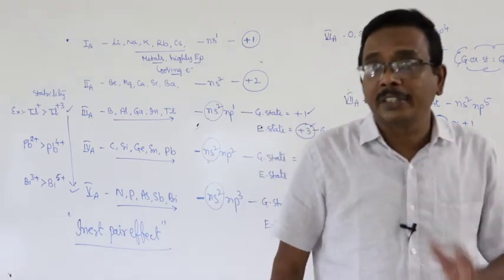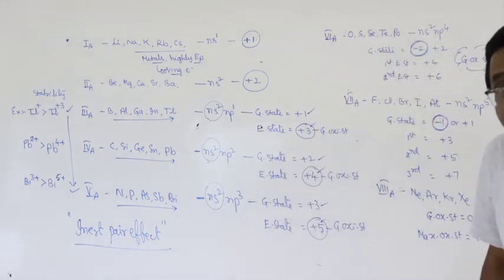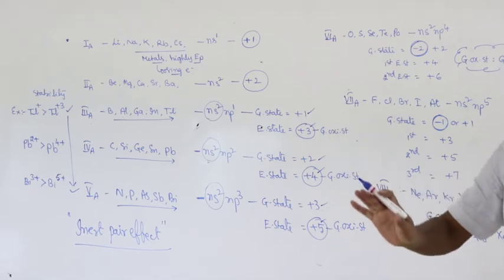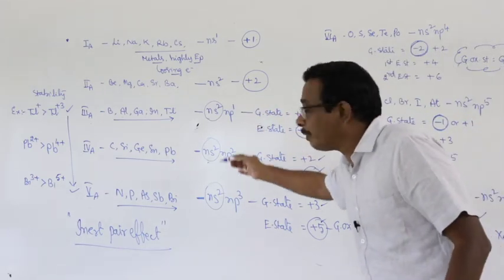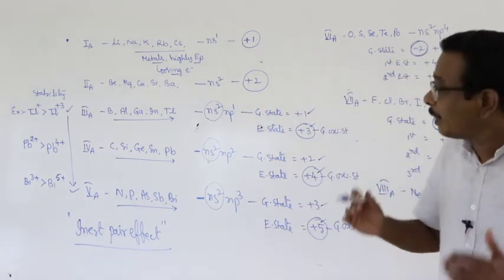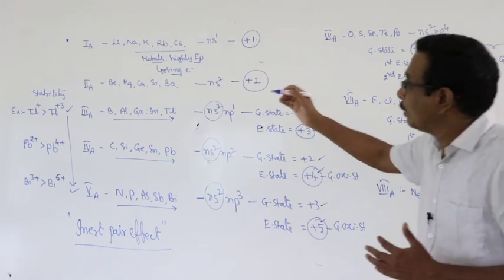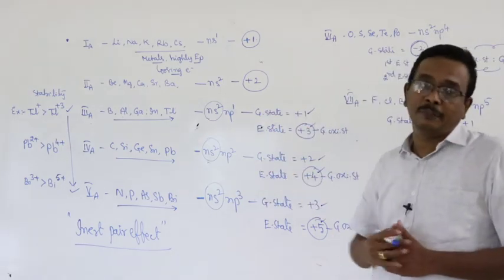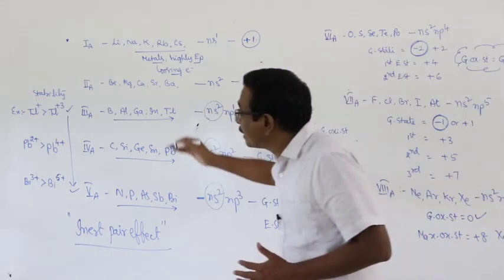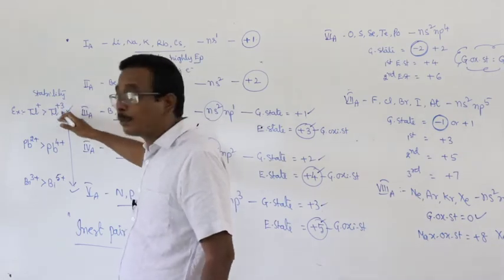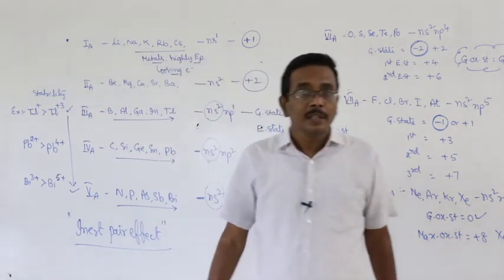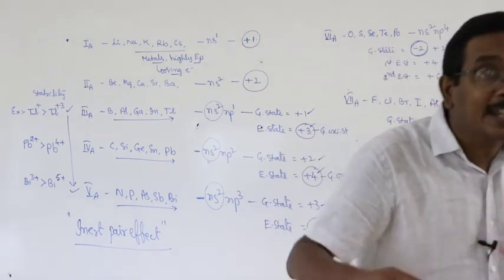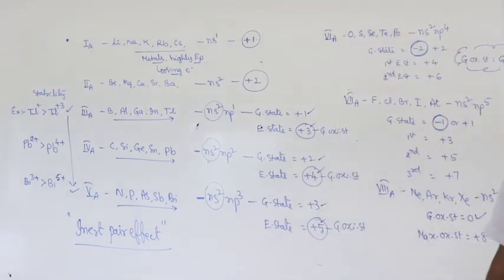I am repeating once again. The reluctance means not interested. The reluctance of outermost s electrons to participate in the chemical bond formation in heavier elements particularly is known as inert pair effect. Here that inert pair effect is clearly observed in case of 3rd group to 5th group elements.